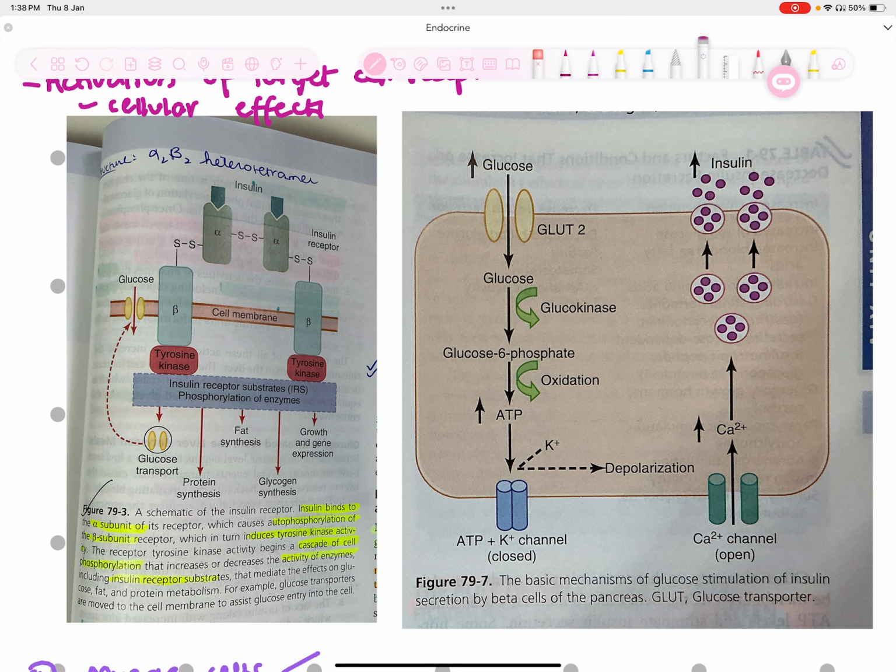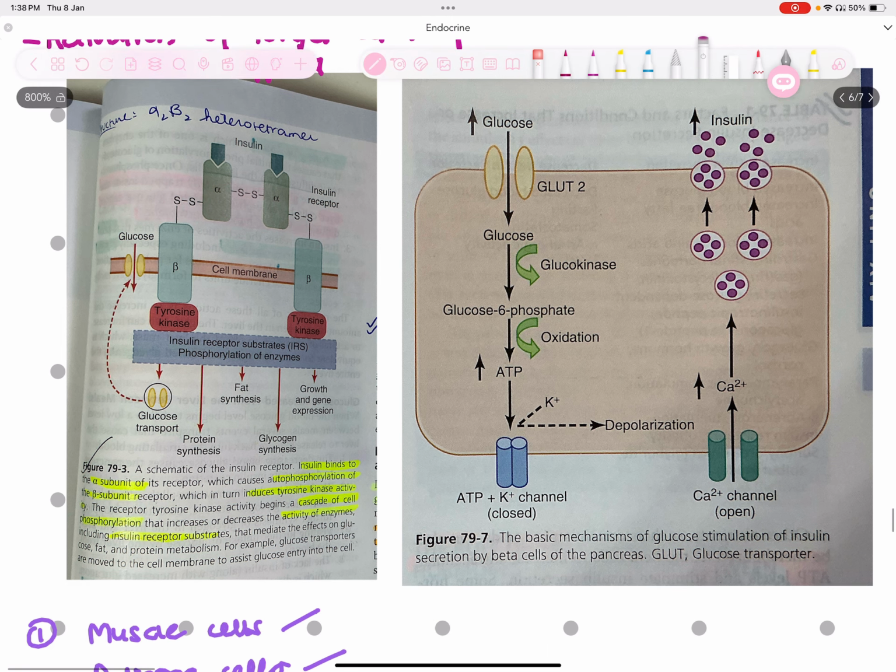Now, how does the entire mechanism take place? First of all, insulin, which is the hormone, comes and binds to the alpha subunit of the insulin receptor. And because of the disulfide linkages, the beta subunit ultimately also gets autophosphorylated. When autophosphorylation of the beta subunit takes place, there is another enzyme attached on the inner surface to the beta subunit. That enzyme is tyrosine kinase. This tyrosine kinase gets activated.